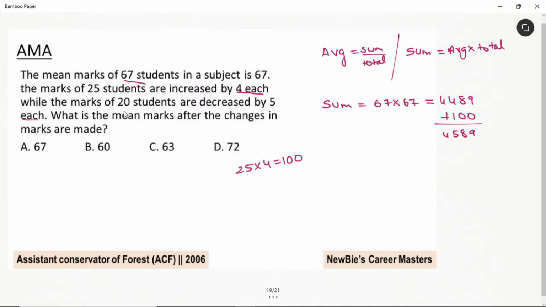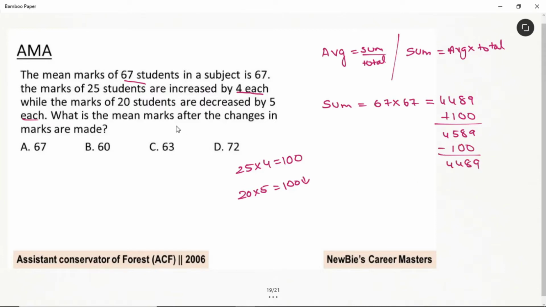While the marks of 20 students are decreased by 5 each. 20 students decreased by 5 each means 20 into 5, so 100 marks got decreased. Now minus 100, that is 4489. This is the final total marks.